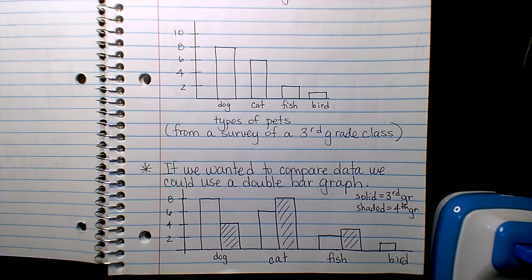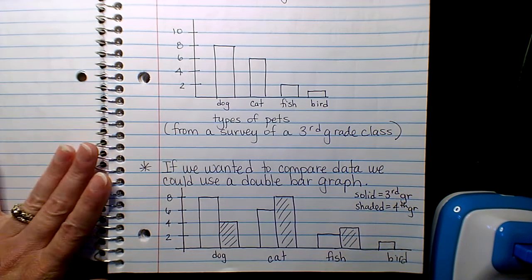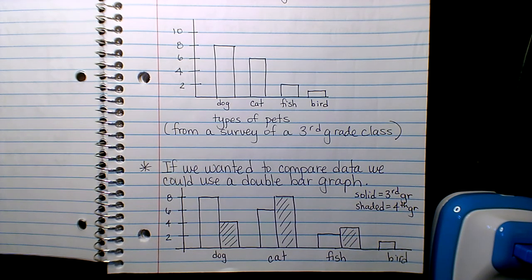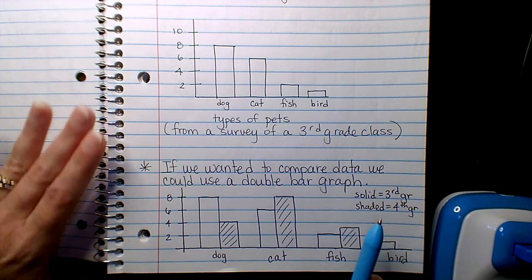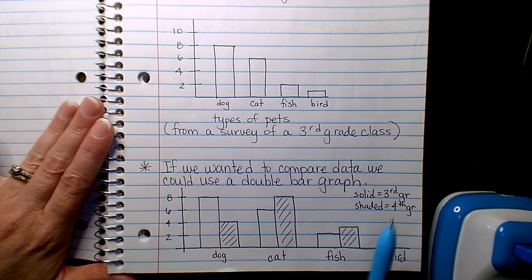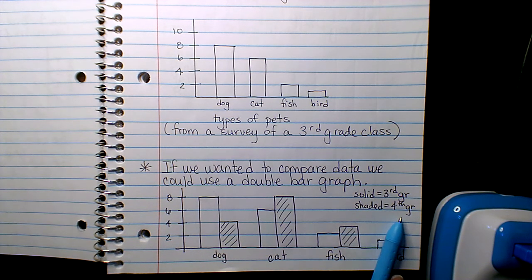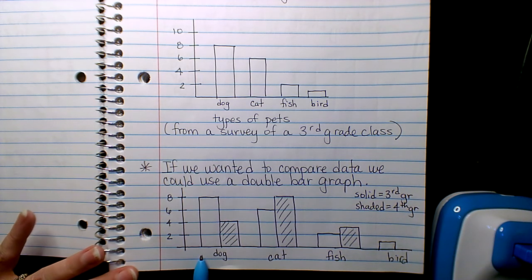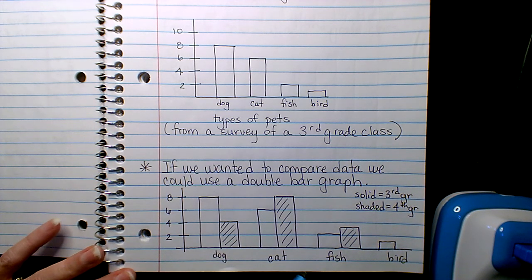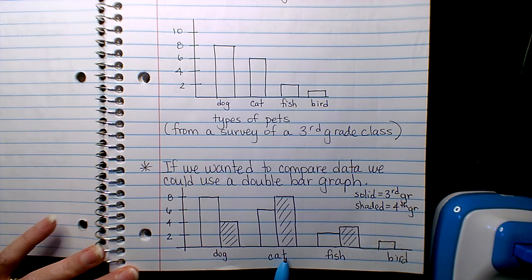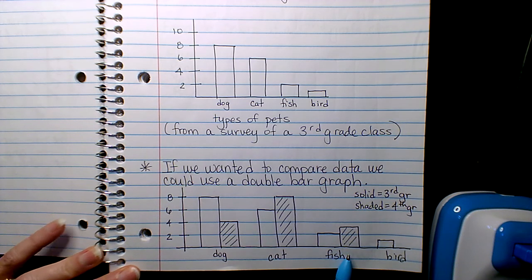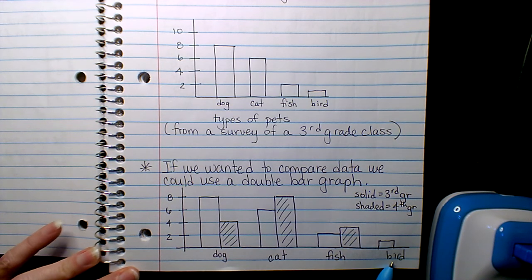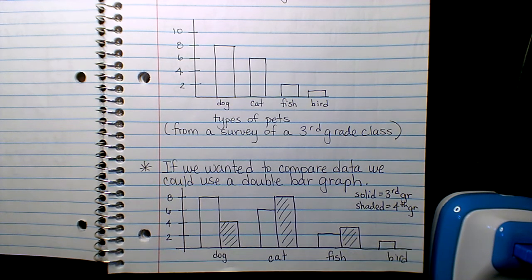We could also compare data by using a double bar graph. So let's say that you wanted to compare the pets of a 3rd grade class and a 4th grade class. So you'll notice I put over here the solid was the 3rd grade class, and then the shaded is the 4th graders. So now you can compare: the 3rd graders have more dogs as pets. The 4th graders have more cats as pets. The 4th graders have more fish as pets. And then there's no birds in the 4th grade class.